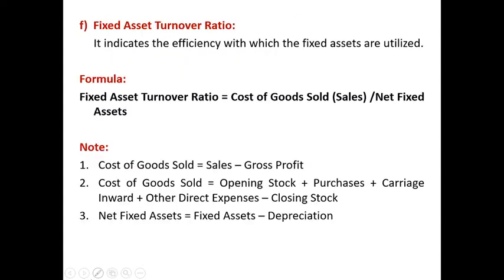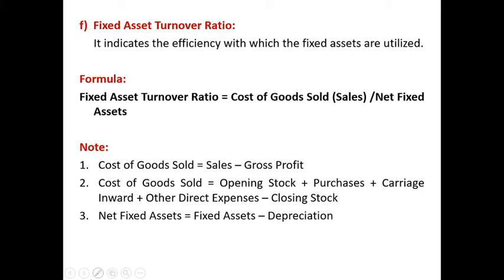Fixed asset turnover ratio. This ratio indicates the efficiency with which the fixed assets are utilized. How efficiently fixed assets are utilized, we can come to know with the help of the fixed assets turnover ratio. The formula for this is cost of goods sold, or if cost of goods sold is not given in the problem, we can take sales, divided by net fixed assets.